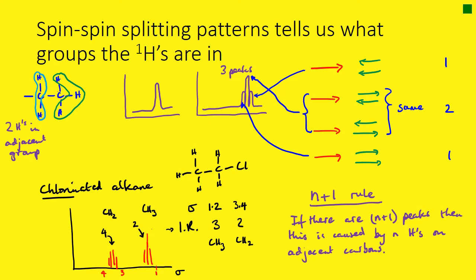So in the previous example, we saw that this group that I'm underlining in purple here had 3 peaks, so there were 2 hydrogens in the other group, and this peak here had 4 mini peaks, so there were 3 hydrogens in the adjacent group to it. So let's look at a trickier example of the N+1 rule, the splitting of the peaks. And in order to do this, let's use the propane molecule.